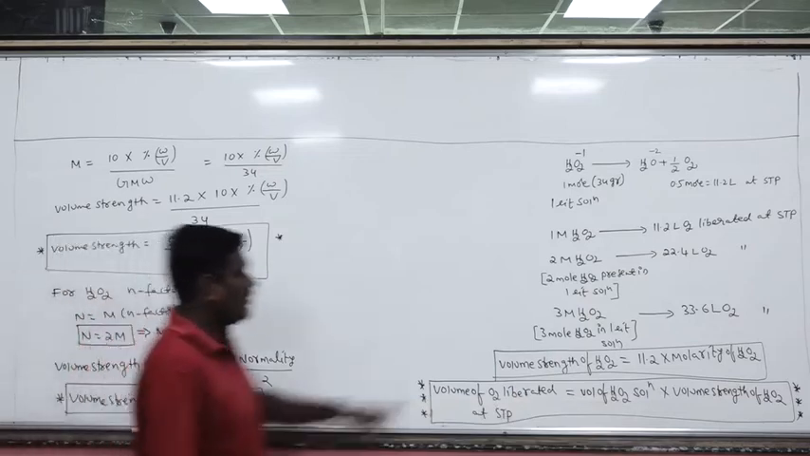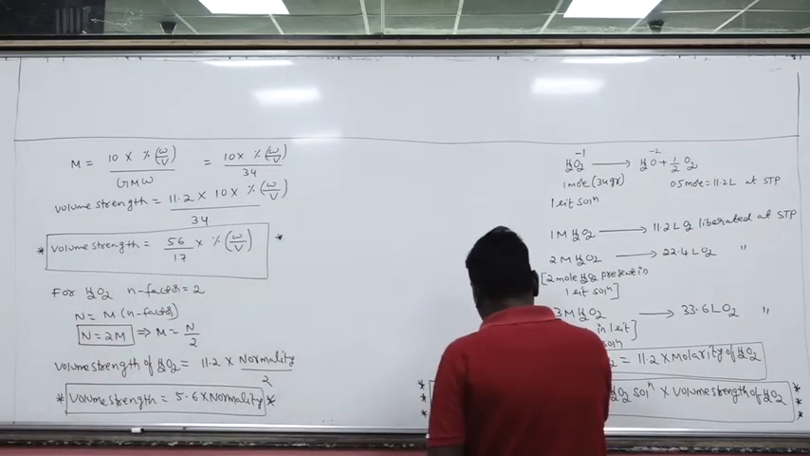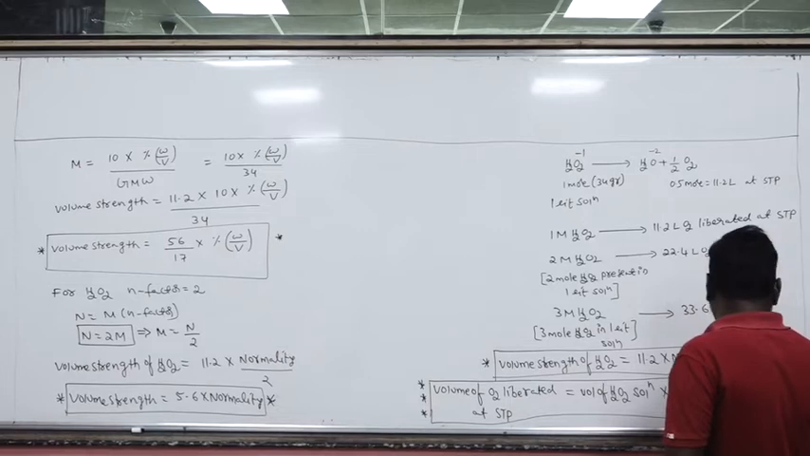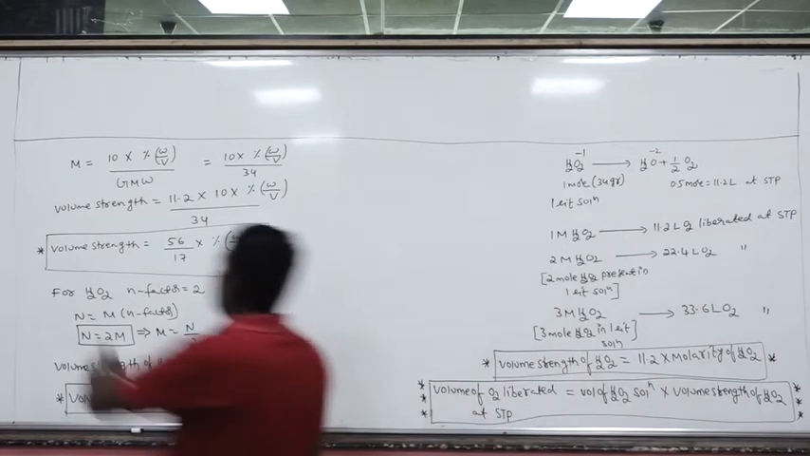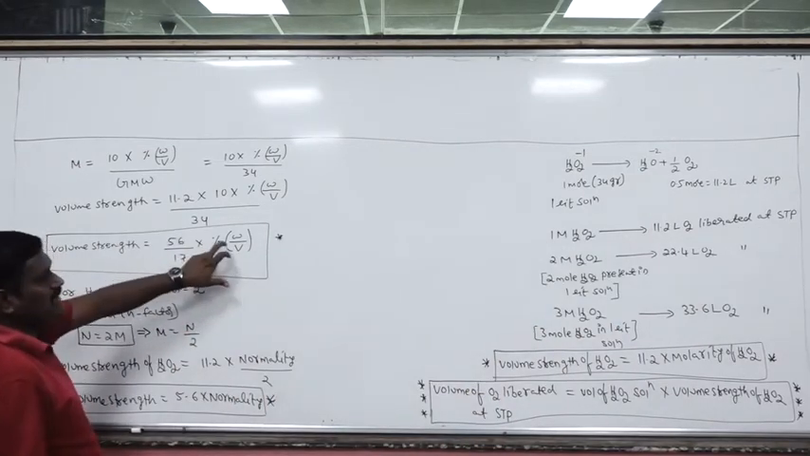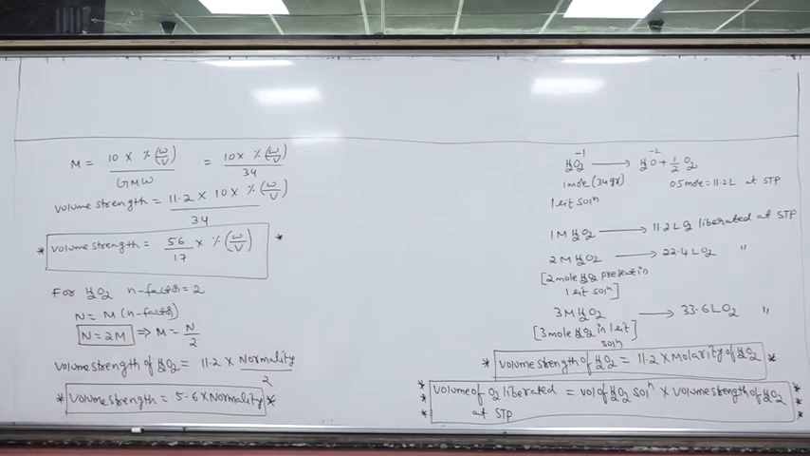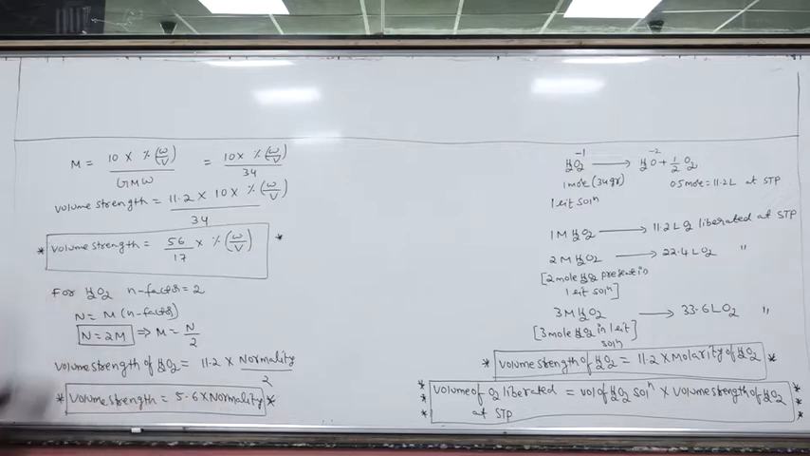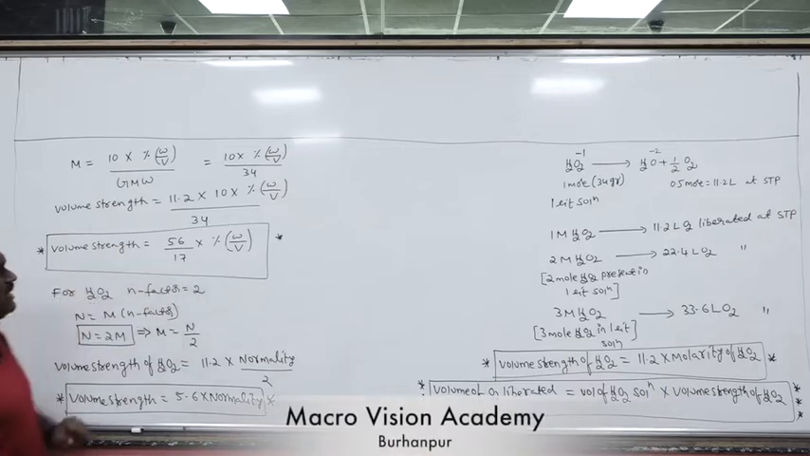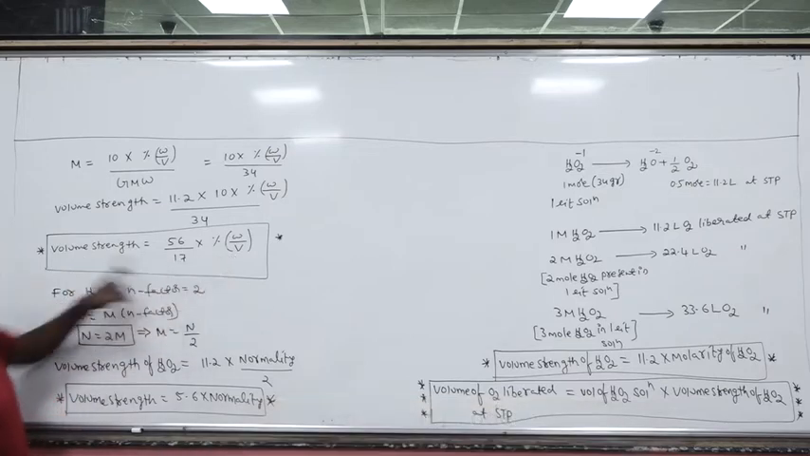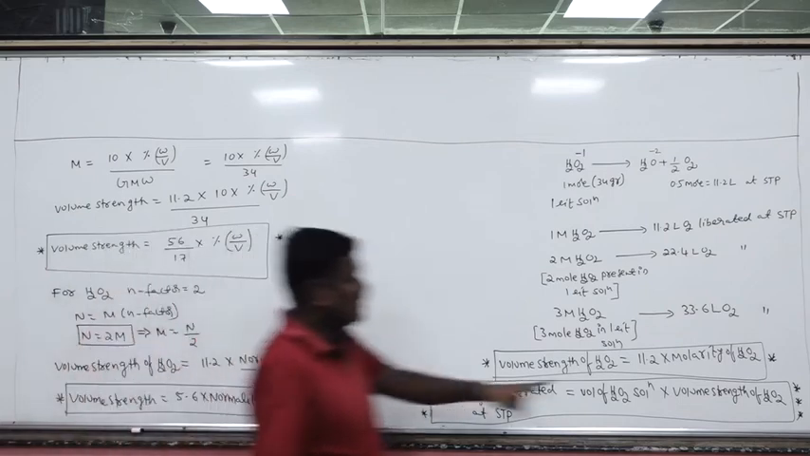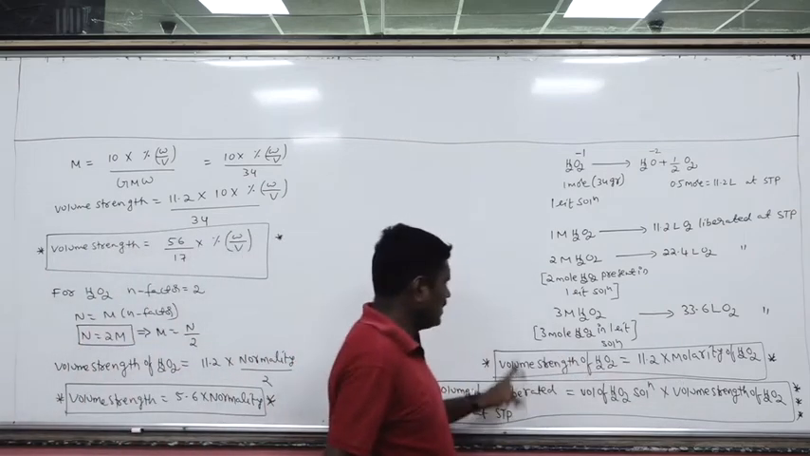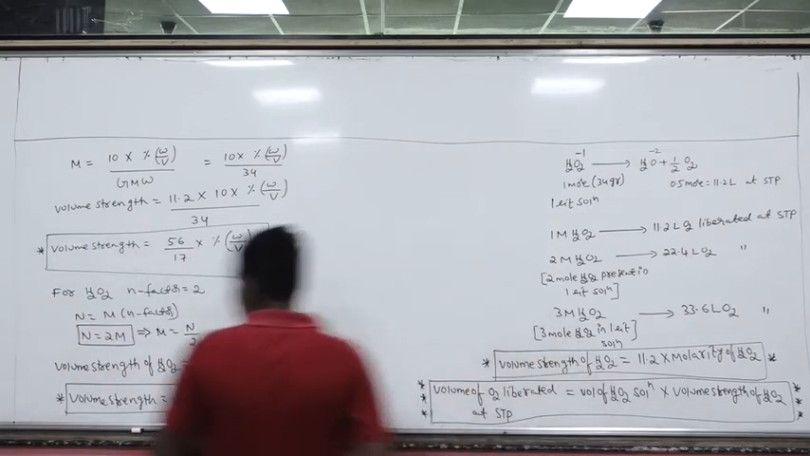This is the volume strength molarity relation. This will be the volume strength weight volume percentage relation. So these are the very important formulae regarding problem solving. Suppose volume strength given, find the normality; normality given, find the volume strength; weight volume percentage given, find the volume strength; molarity of H2O2 given, find the volume strength, or vice versa. Okay?